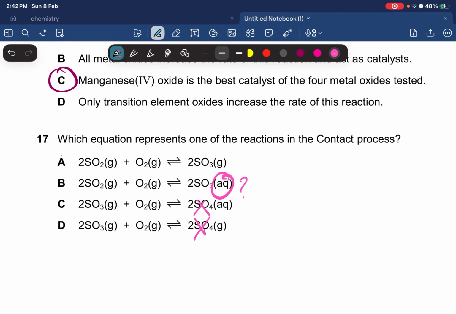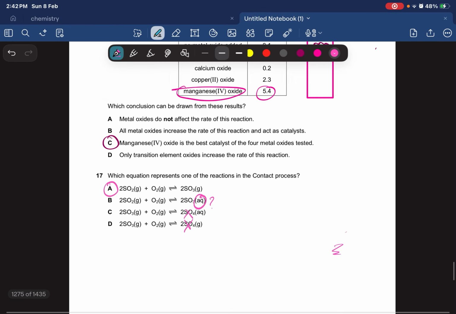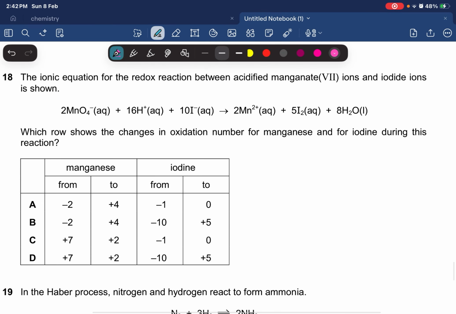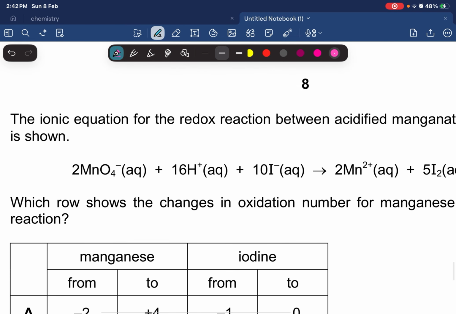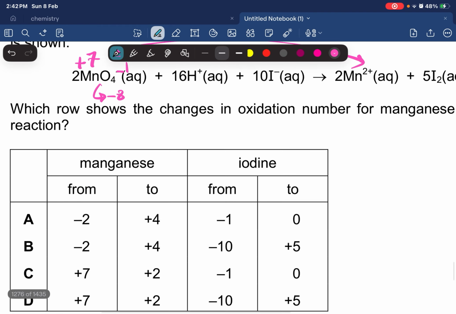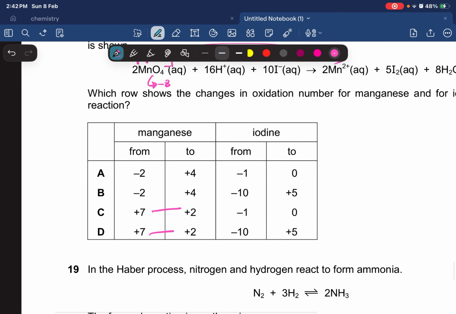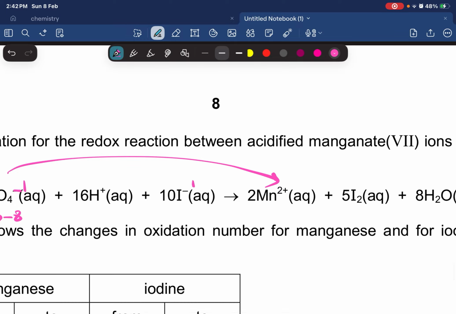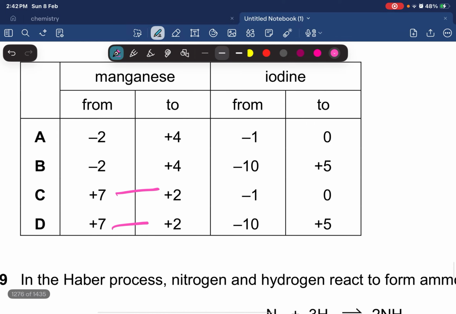Why aqueous? Gas. You form gas. I don't even need to read them, they're so easy. The ionic equation is shown for a redox reaction. Which row shows the changes in the oxidation number for manganese and for iodine? Manganese over here is a positive 7. Check it out. Look, negative 8 for total oxygens, negative 1 over here, so a positive 7. Over here, positive 7 to positive 2. This. Iodine is a negative 1 here and a 0 here, so negative 1 to 0.